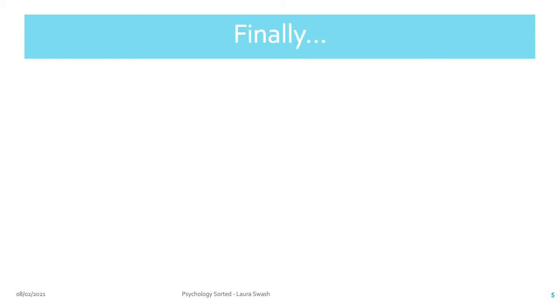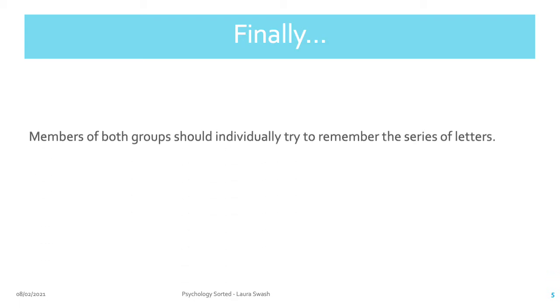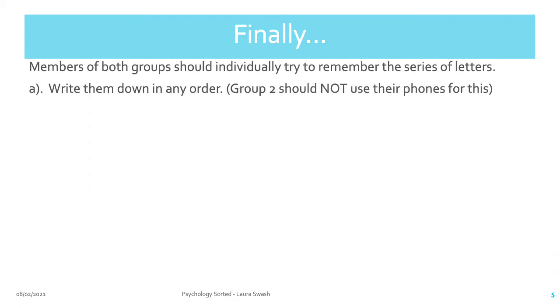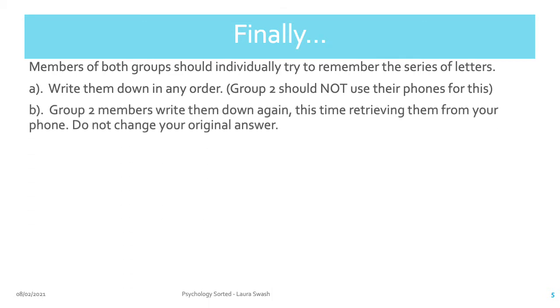And finally, you have to remember the letters. Members of both groups should individually try to remember the series of letters, write them down in any order, and Group 2 should not use their phones for this. Once you've done that, then Group 2, you may use your phones to write them down again. Don't change your original answer though. You're going to compare the two answers. But first, let's see how you did.